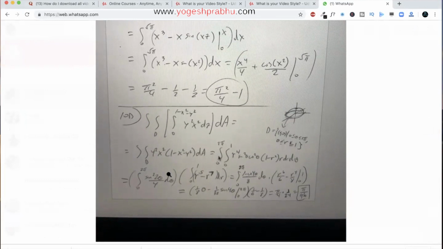This is the cone question, right? Cone? It says parabolic. 10D, yeah. Oh, paraboloid and the plane. I think I'll solve that one. I'll solve this one. Okay.